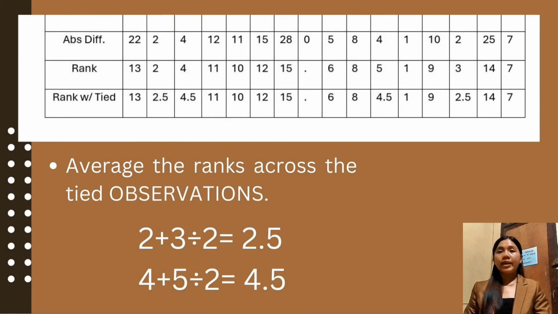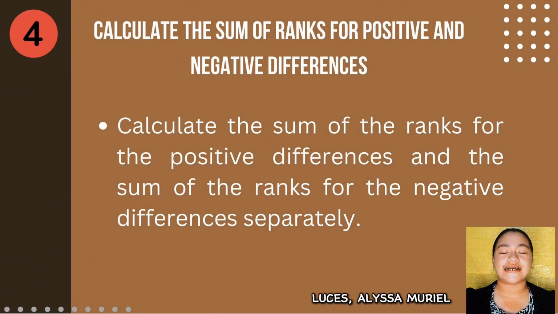Next, since naay tied, so the absolute difference is 2 and 4. Ato pa na siyang kuhaan og average nila. We have here the rank of absolute differences of 2, which is rank 2 and 3. So we have to add them, like 2 plus 3 divided by 2 is equal to 2.5. We have to do the same sa absolute difference of 4, in which ang ranks nila is 4 and 5. So 4 plus 5 divided by 2 is equal to 4.5.